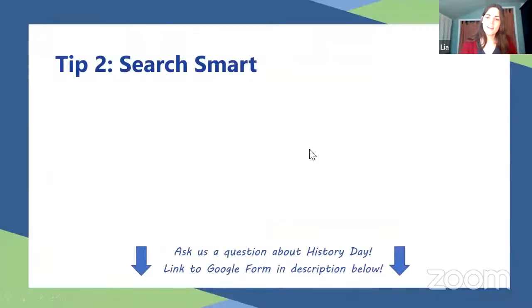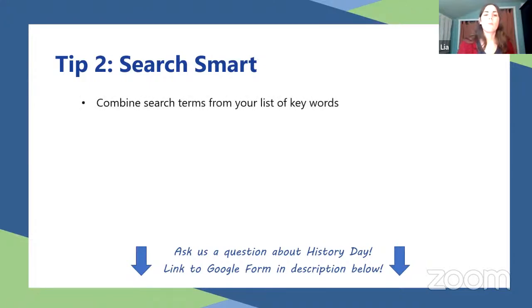Okay. So next, I have some search tips for you guys. And this one is really fun. So my first idea for you is to combine search terms. If you're searching on Google, if you're searching on a website like the Library of Congress, and you find that you're just searching the same term over and over again, like Panama Canal, I searched that before, but that's just one example, you might try combining it with other key terms or keywords that you have been coming up with in your research. And that might help you get some narrower results if you're just seeing the same results over and over again.